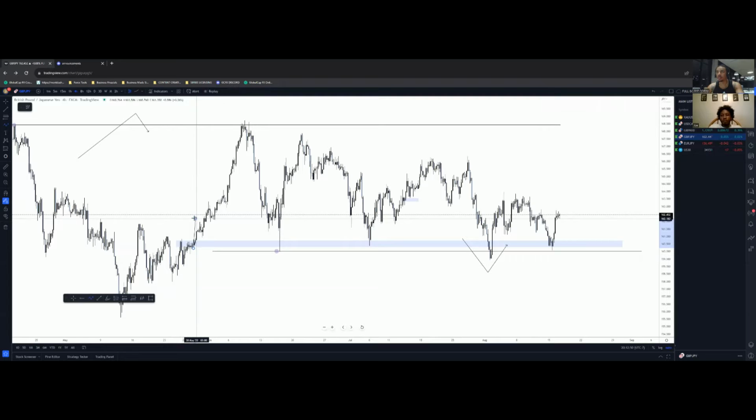Here, here, here, here. So you can see that there's some consistency here when it comes to when the market decides that it's time to reverse and go in the opposite direction.